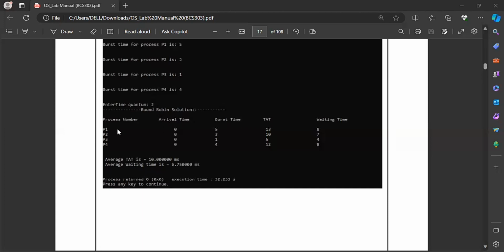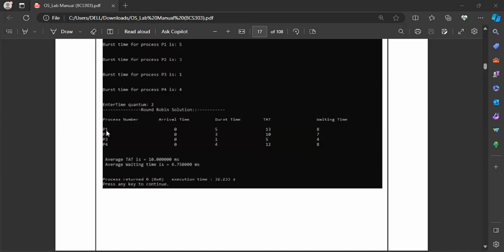So you see here, the burst time of the P1 process is 5, and the quantum time is 2. The process P1 will be allocated to the CPU first, and it only completes 2 units of work first. Even though the burst time is 5, it first completes only 2 units of work. Then again it will be sent back to the ready queue.